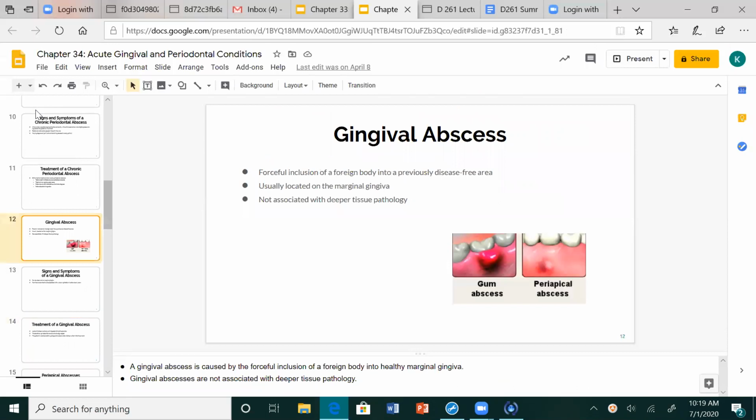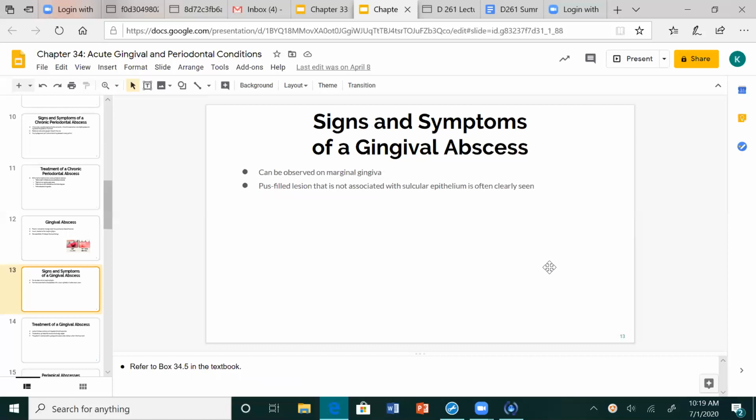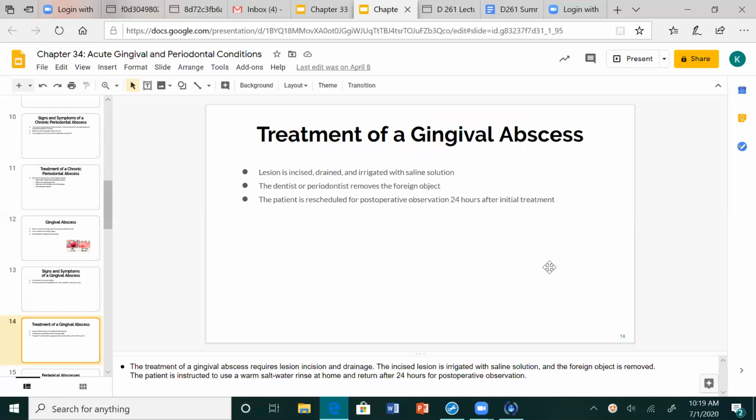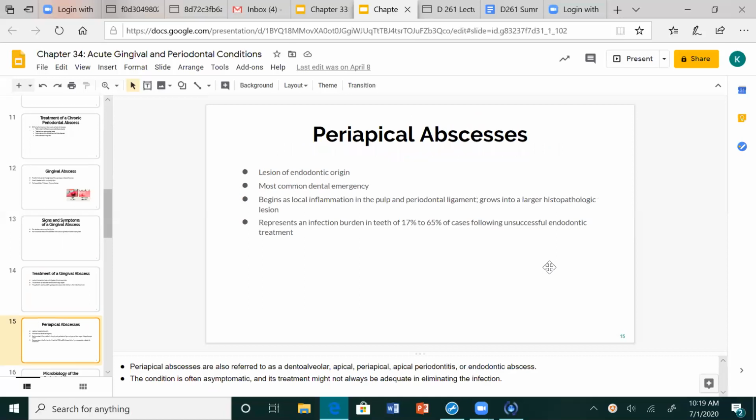Okay. So a gingival abscess is going to be this one here. Periapical is going to be a little bit lower down. And you'll be able to tell by a PA, because a periapical abscess will be right around the tip of the root, and a periodontal abscess will be more towards the side. Like I said, again, dentist or periodontist removes the foreign object. Patient is rescheduled for observation 24 hours after initial treatment.